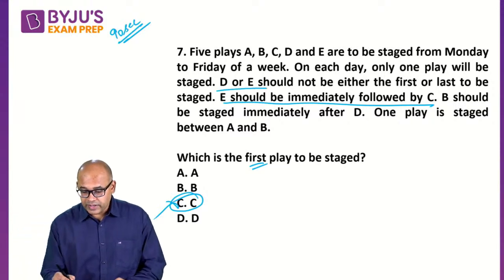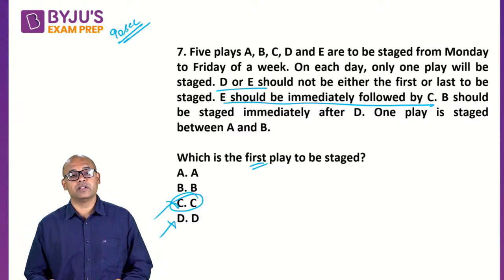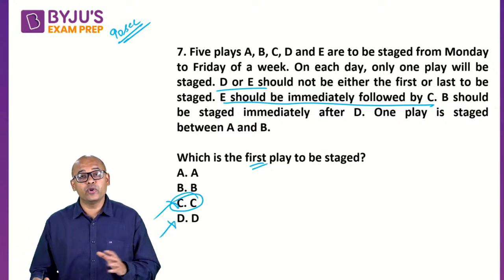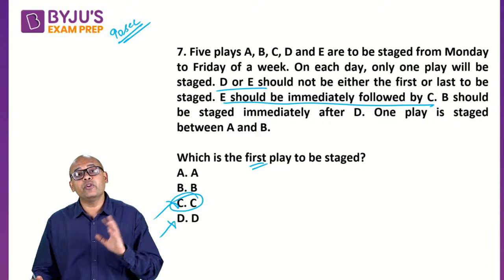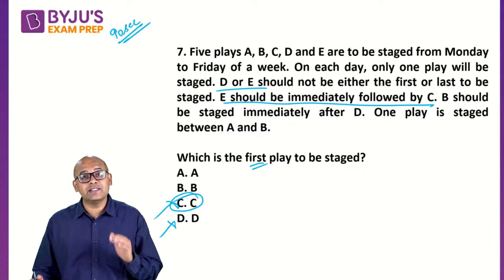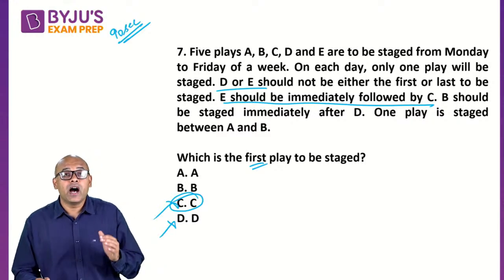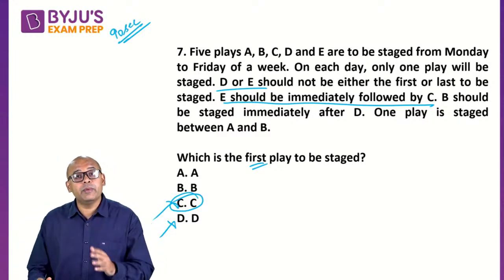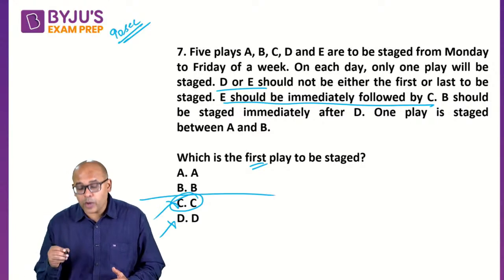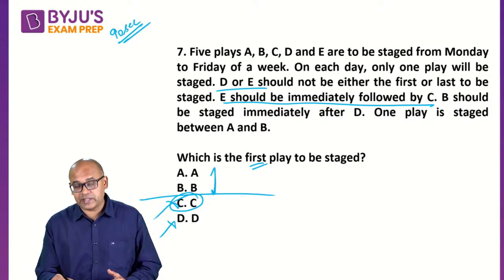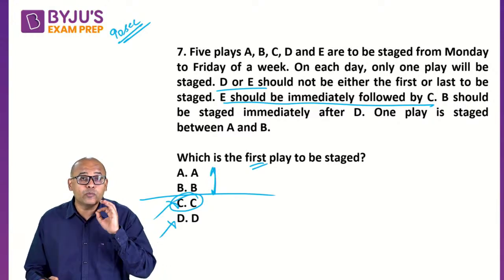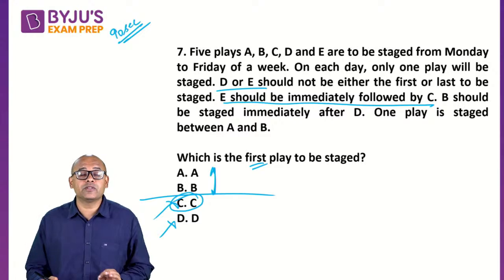And straight away it is given that D and E cannot be the first or the last. So C and D are eliminated straight away. Even if you don't solve the question, just by reading it, you can eliminate two options. Guys, that is what I'm trying to explain here. Even if you could not solve the question, if you look at it properly, you will see that two options are not possible. Only two are left. 50% chance of getting it right, and even if you guess, 50% chance of getting it right.